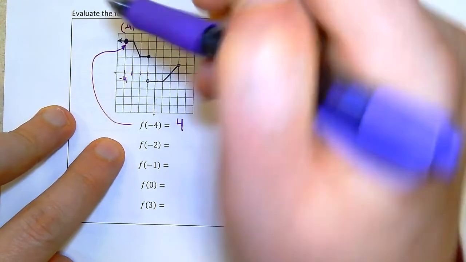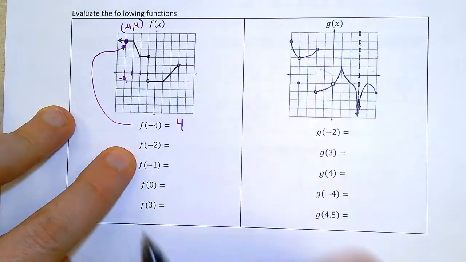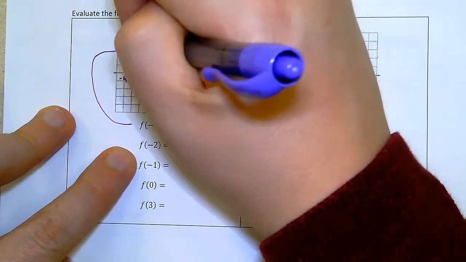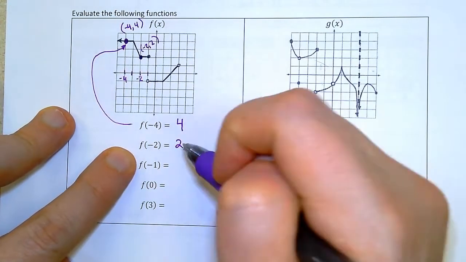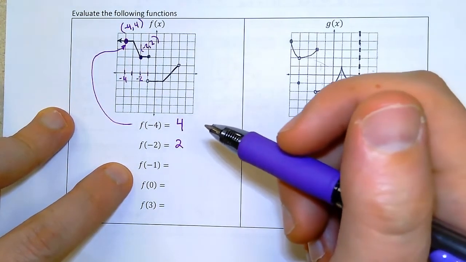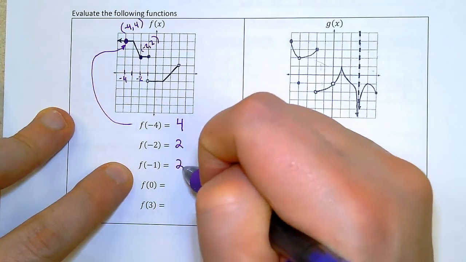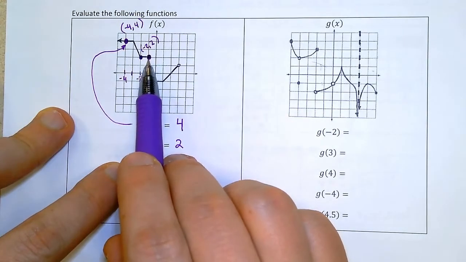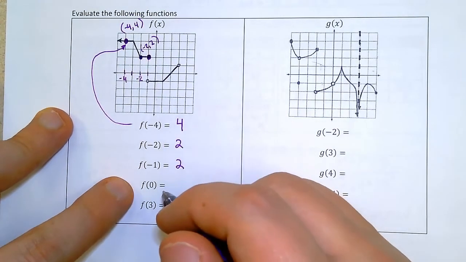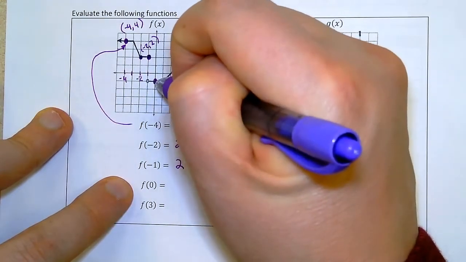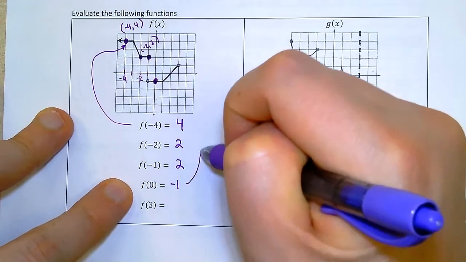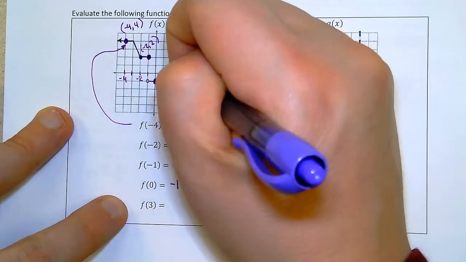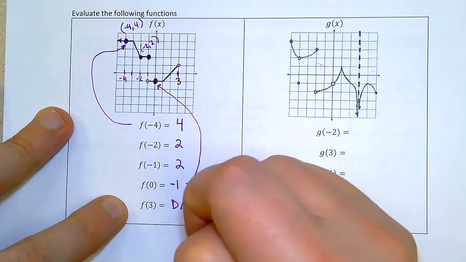If I want to evaluate f of negative 2, I'll go to negative 2, and I see that the y-coordinate at that location is positive 2. F of negative 1 is also a value of 2. So when we go to negative 1, the height is this closed circle, not the open circle. F of 0 is negative 1. That's that location right there. And f of 3, 1, 2, 3, does not exist because there is an open circle at that location.